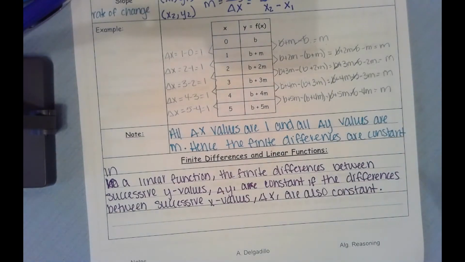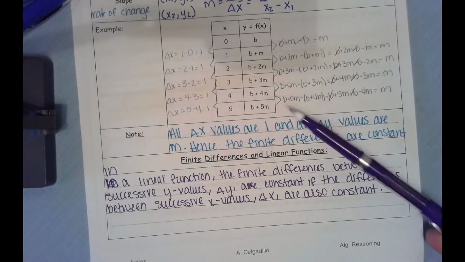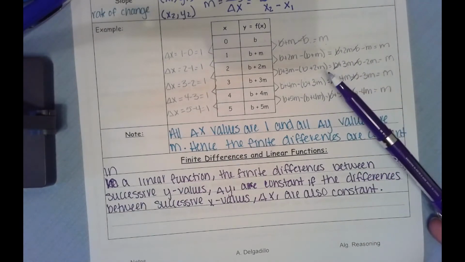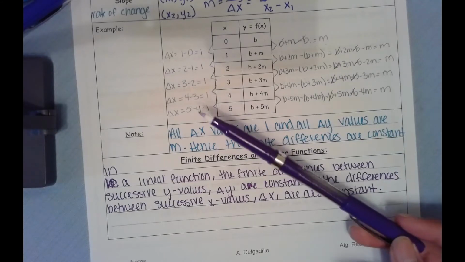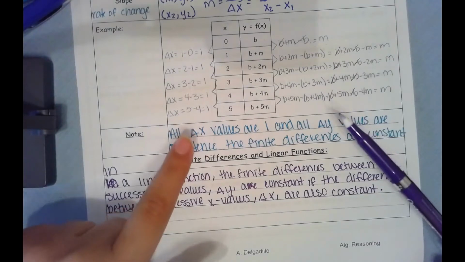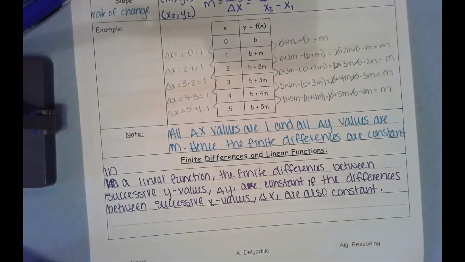So all it's saying is that if your finite differences between your y values are constant, and all of your finite differences between your x values were all constant, if you get the same all the way down on both sides, then you're a linear function.